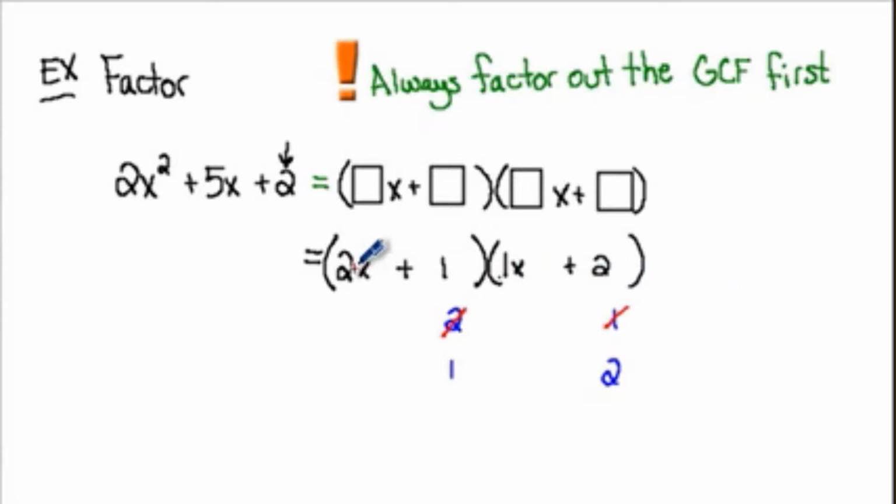So then I try the other inner-outers. Inner again, this 1 times this 1 will give me 1. And in the outers, 2x times 2 is 4x. So I have 1x and a 4x. Is there some way to combine those to get 5? Yes. So that must be my winner.